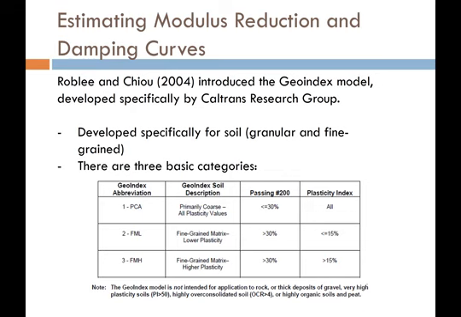It's important to note the limitations of this model. It is not applicable for rock. It's not applicable for thick deposits of gravel or very high plasticity soils, plasticity index greater than 50. It's not applicable for highly over-consolidated soil, where you have an over-consolidation ratio greater than 4, and highly organic soils. So make sure that you're not applying this model to any of those types.